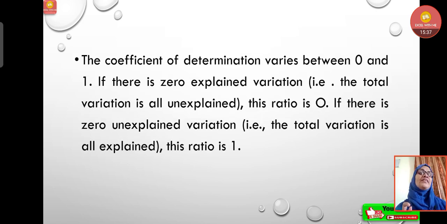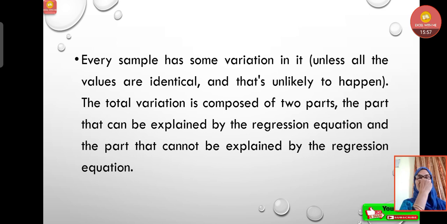Statistically speaking, it is the percentage of the variation that can be explained by the regression equation, the variation explained by the regression equation divided by the total variation. Now, the coefficient of determination varies between 0 and 1. If there is 0 explained variation, that is the total variation is all unexplained, this ratio is 0. If there is 0 unexplained variation, that is the total variation is all explained, this ratio is 1.